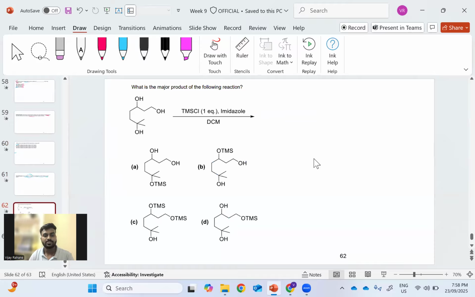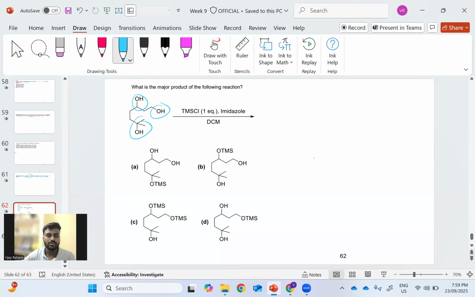The next question is based on the reaction of this compound. So we have one compound which has a primary alcohol, secondary alcohol, and tertiary alcohol. And when it reacts with TMS chloride, one equivalent, which will be the product? So obviously the alcohol which has less steric crowding will get substituted. So when you add one equivalent, it will definitely substitute the primary alcohol.